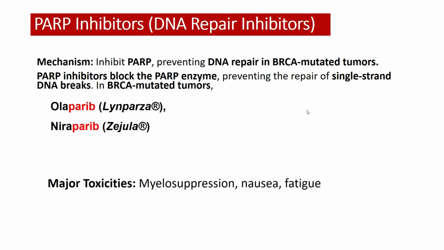Next, another important type of drug in this category is PARP inhibitors, which are DNA repair inhibitors. What that means is they inhibit PARP, preventing DNA repair in BRCA-mutated tumors. BRCA-mutated tumors cause breast cancers, and those tumors have the ability to repair damaged DNA. These drugs prevent those repairs, especially the repair of single-strand DNA in the BRCA-mutated tumors. Olaparib and niraparib, the suffix is -parib, and all these PARP inhibitors come as oral tablets or capsules. So the takeaway point is that those are DNA repair inhibitors, especially in BRCA-mutated tumors.